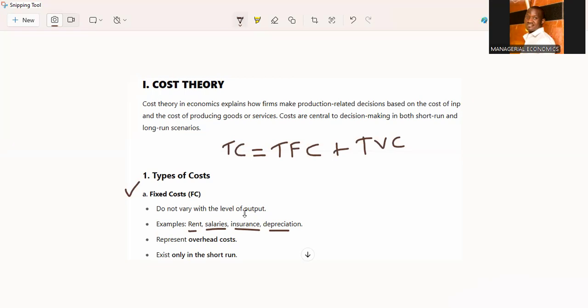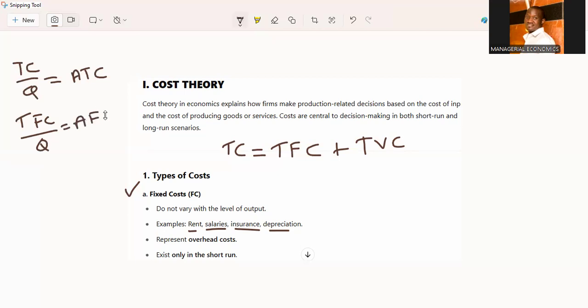All right. So we're going to come up with 6 formulas just from this. Anything divided by quantity is called average. So when you divide our total cost by quantity, we're going to get our average total cost. If we're going to divide our total fixed cost by quantity, what do we get? The T becomes an A. Total fixed cost divided by quantity, we're going to get our average fixed cost.